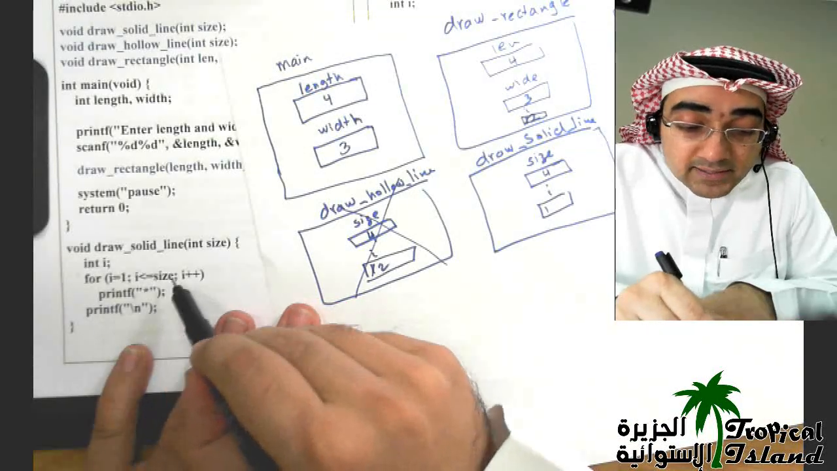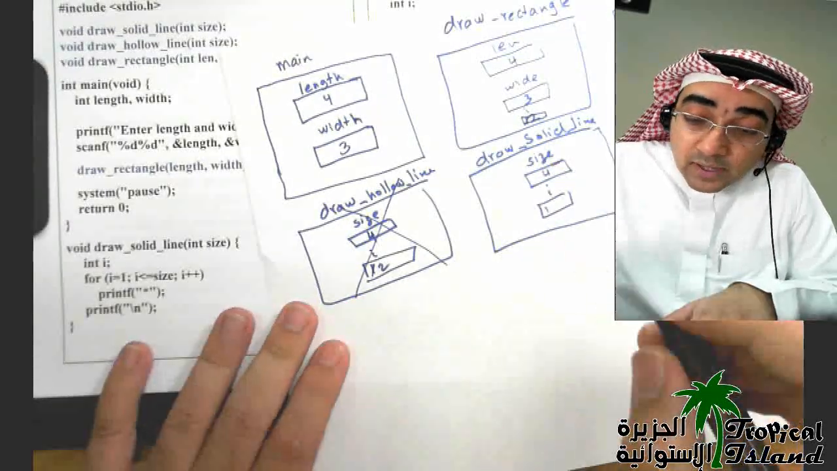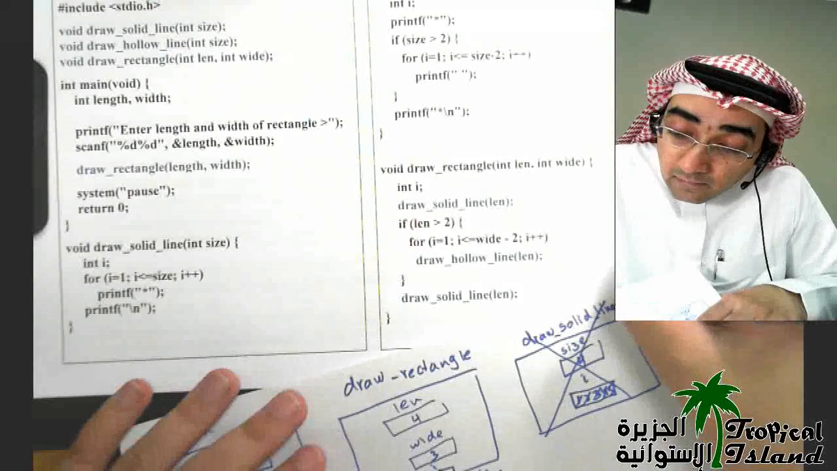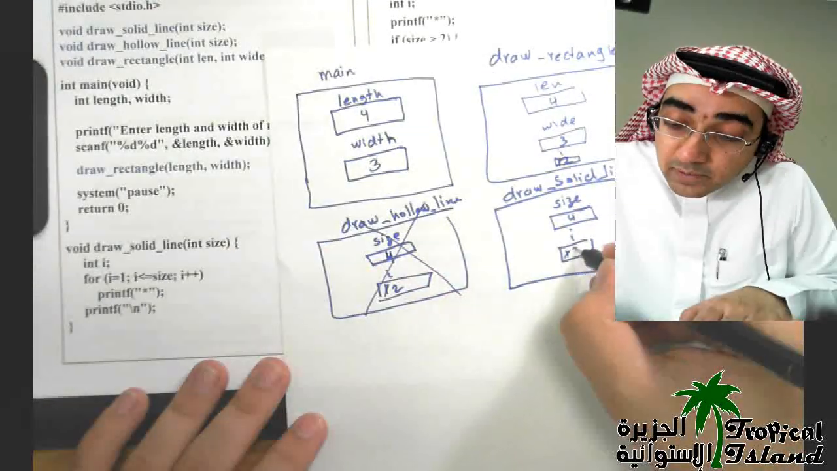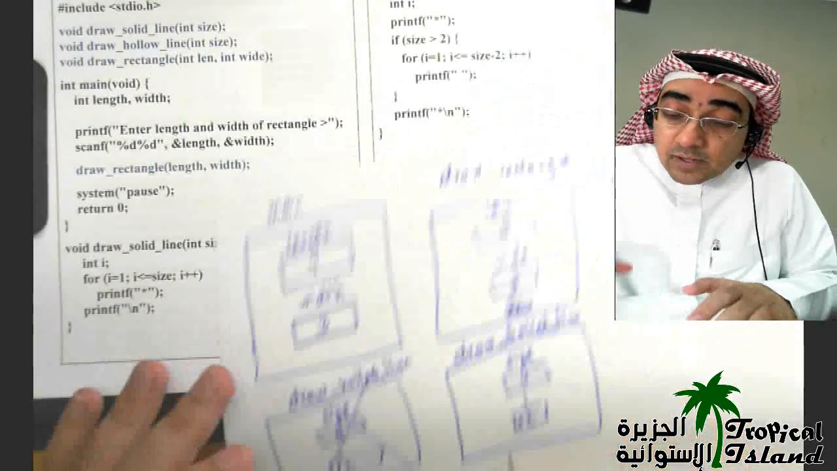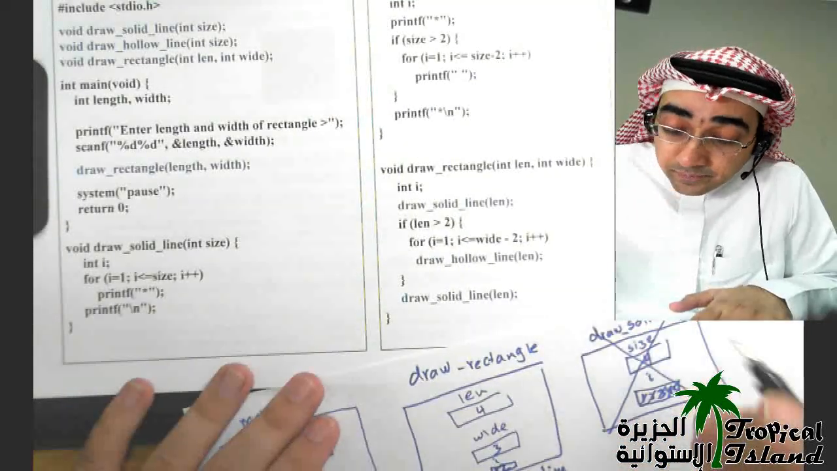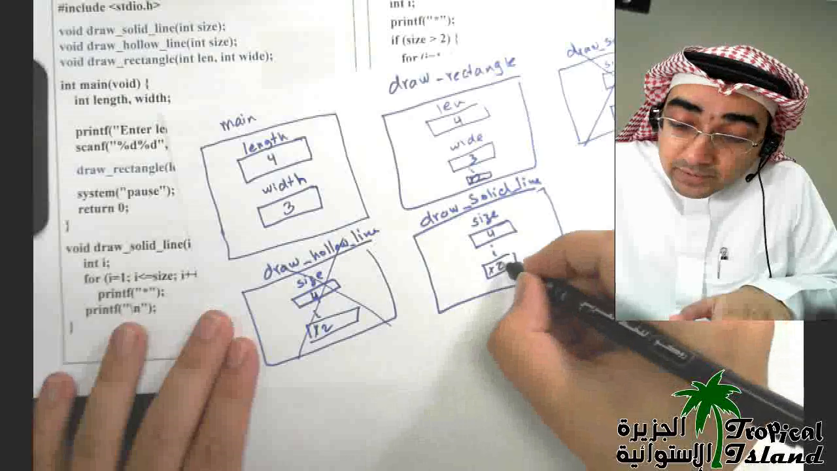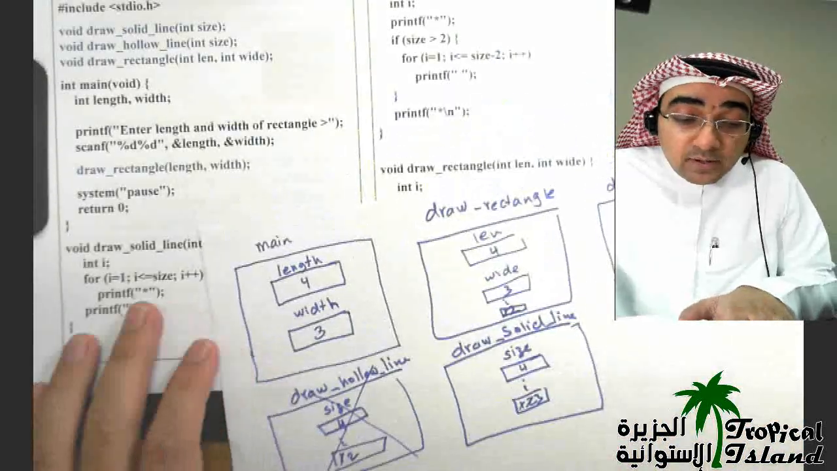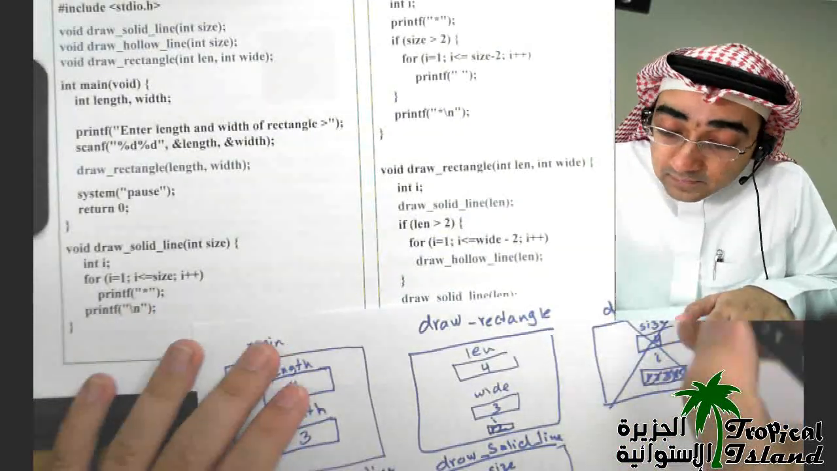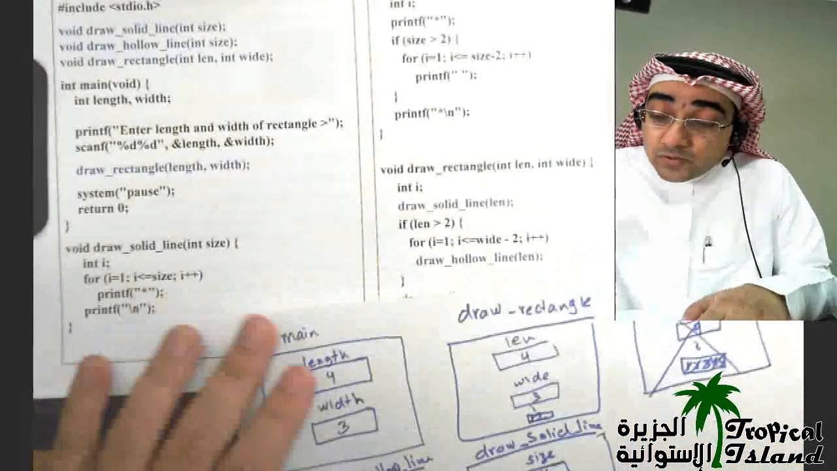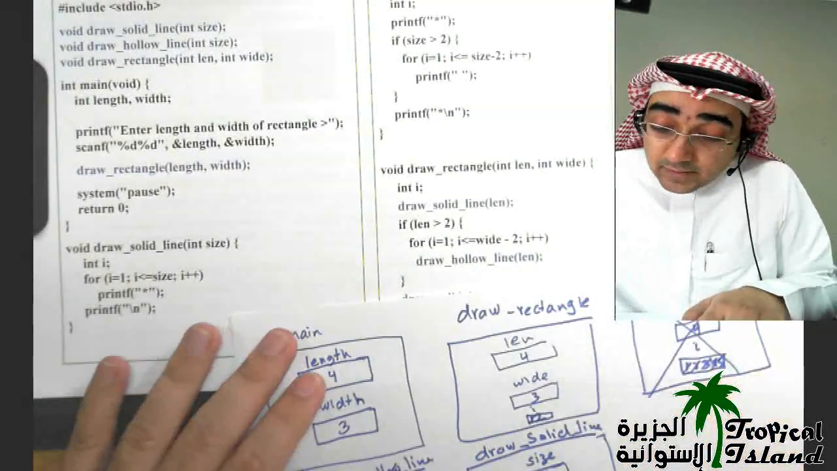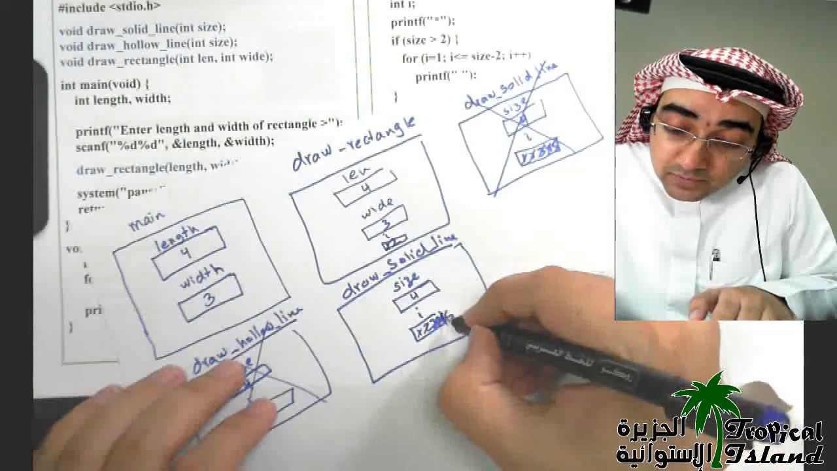For I equals 1, is I less than the size? I less than 4? Yes, I go ahead and print a star. Then I come back, increment I by 1, so I becomes 2. Is 2 less than size? Yes, so I print a star again. I increment I by 1, it becomes 3, and I print a star. Then I increment my I by 1, becomes 4, this condition is true, so I print another star. And then I increment I by 1, becomes 5.